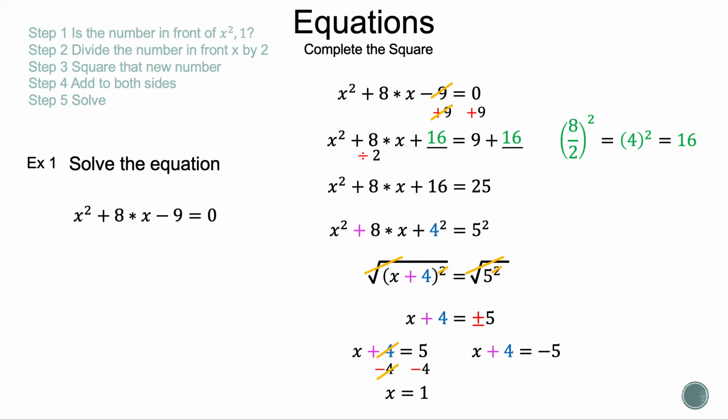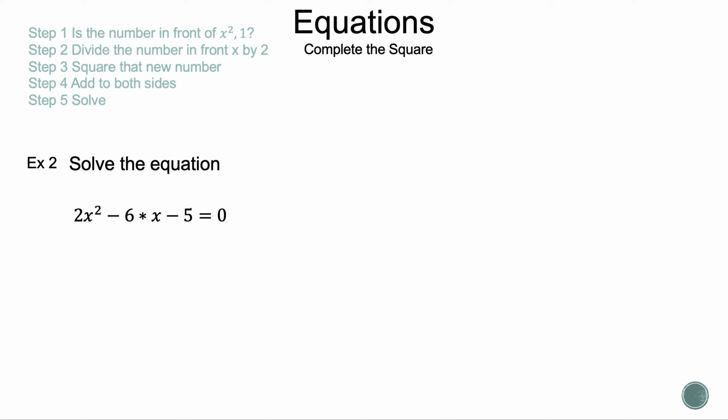So that is one answer, x is equal to 1. Now let's go on to the next equation that we have. We have x plus 4 is equal to negative 5. Let's go ahead and subtract the inverse of plus 4, and that is minus 4, and those two numbers cancel. We now need to subtract 4 on the right hand side, and now we have x is equal to negative 9, because negative 5 minus 4 is negative 9. We have our two answers for example 1, and now let's move on to example 2.